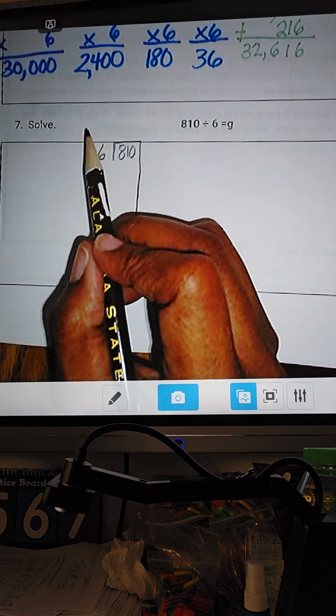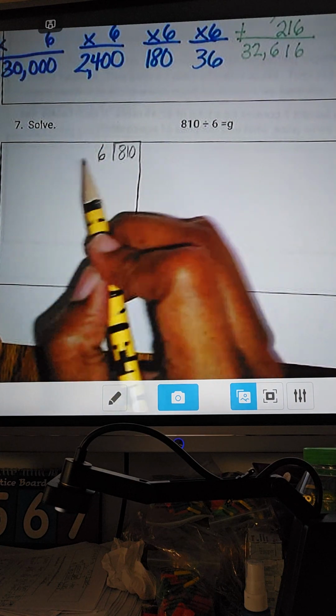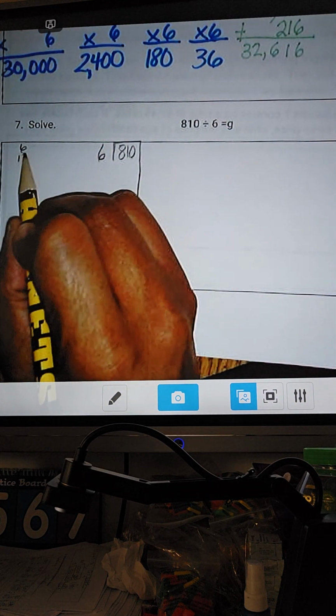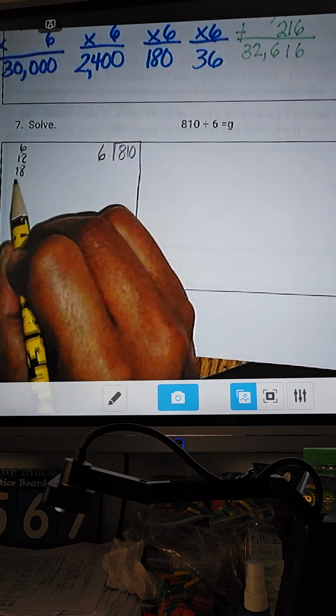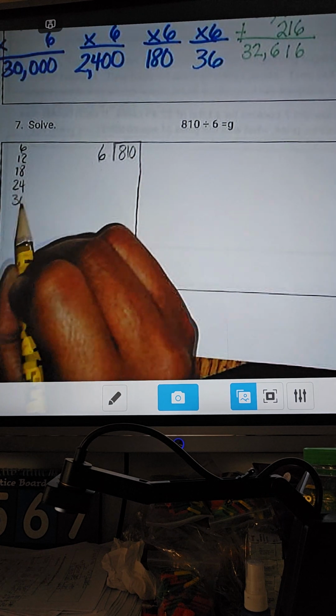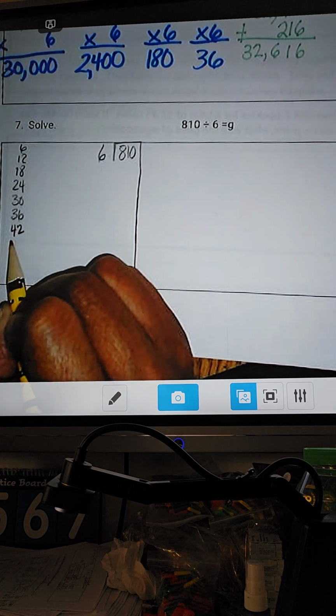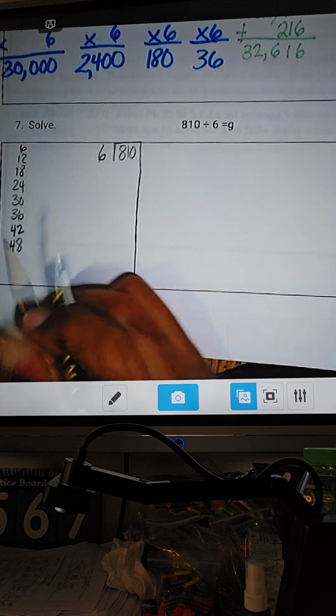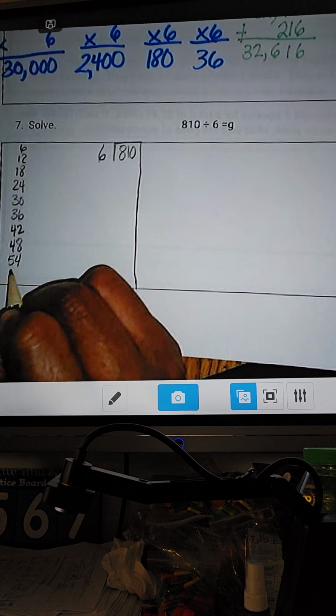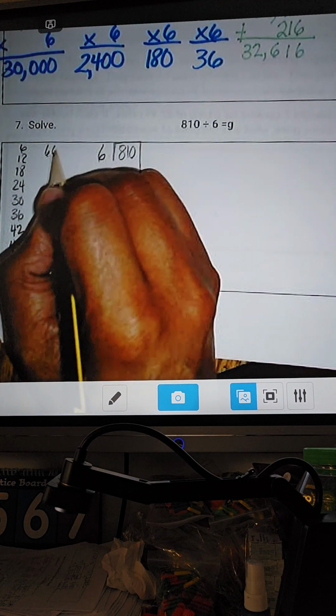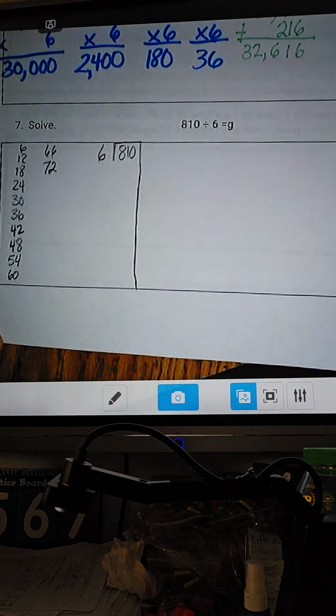All right, we need our multiples of 6. 6, 12, 18, 24, 30, 36, 42, 48, 54, 60, 66, 72. All right, here we go.